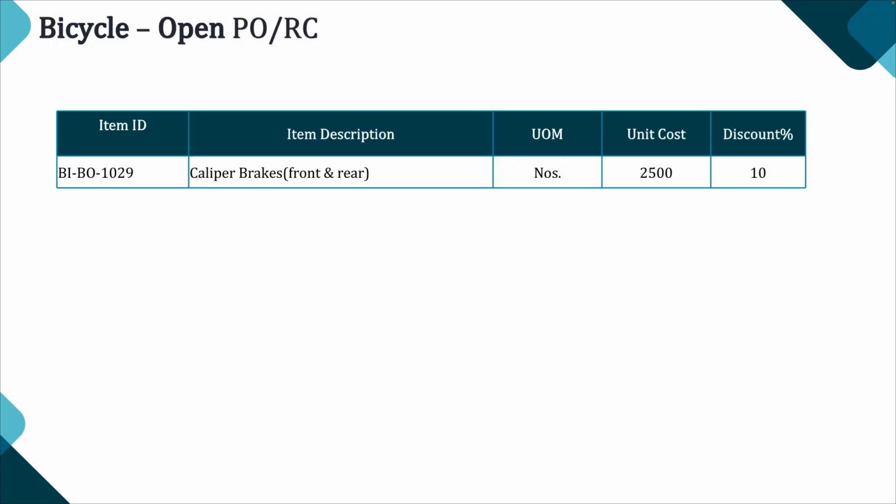So this slide consists of the details which are going to be entered at your open PO and RC screen. It consists of the item, that's caliper brakes, followed by the UIN, unit cost and discount.